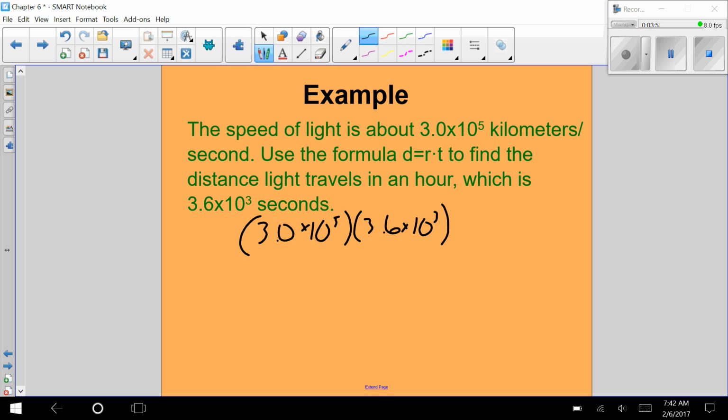Well, 3 times 3.6 is 10.8. 10 to the 5th times 10 to the 3rd is 10 to the 8th. Well, 10.8 is not scientific notation. It's actually 1.08 times 10 to the 1st. So I add that exponent onto my 10 and get a 10 to the 9th.